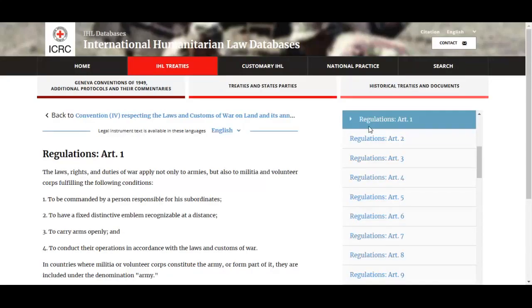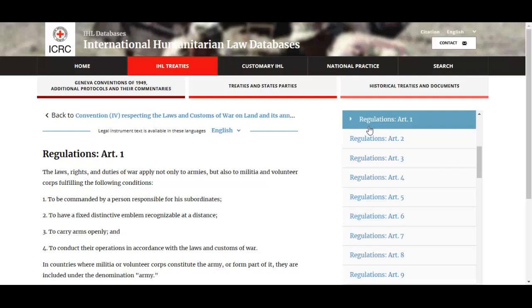Regulations respecting the laws and customs of war on land. Section 1, of belligerents. Chapter 1, the status of belligerent. Article 1. The laws, rights, and duties of war apply not only to the army, but also to military and volunteer corps, fulfilling all the following conditions.